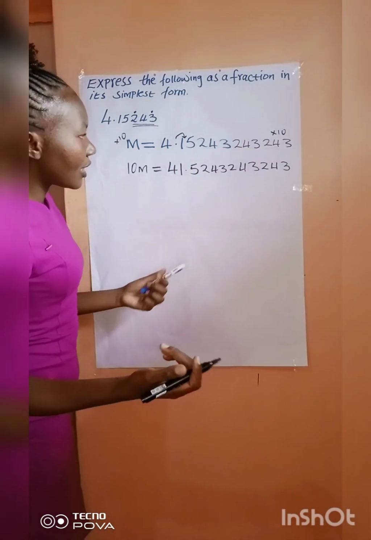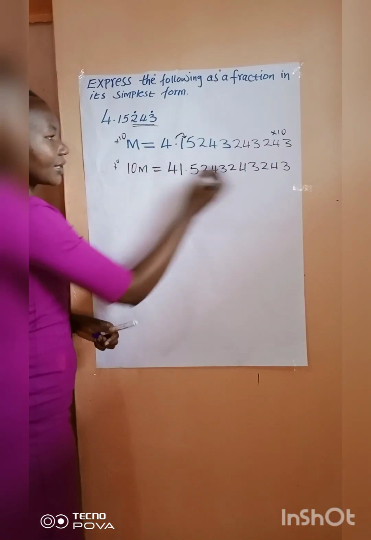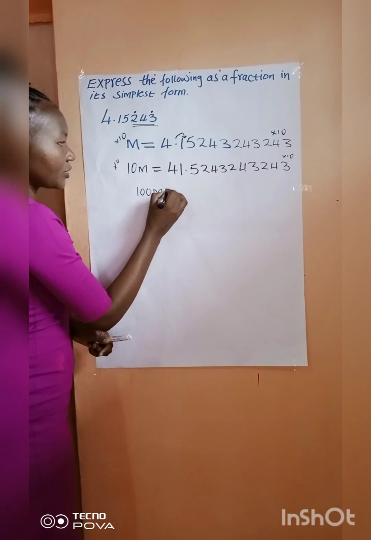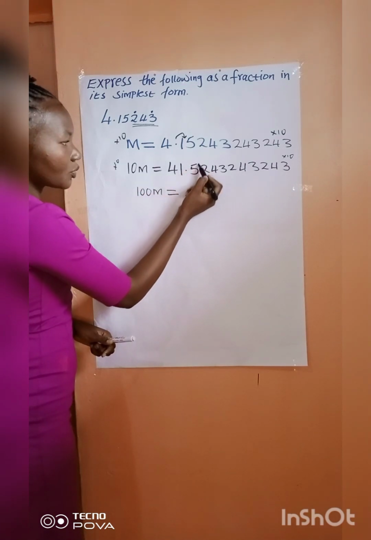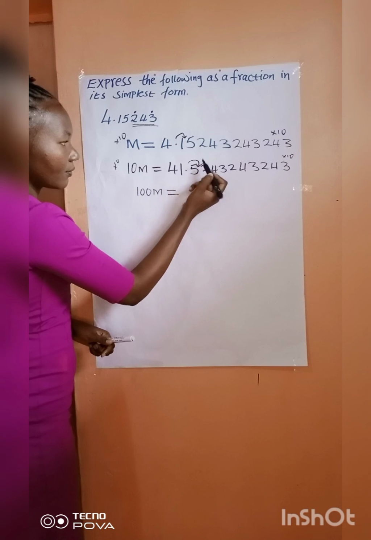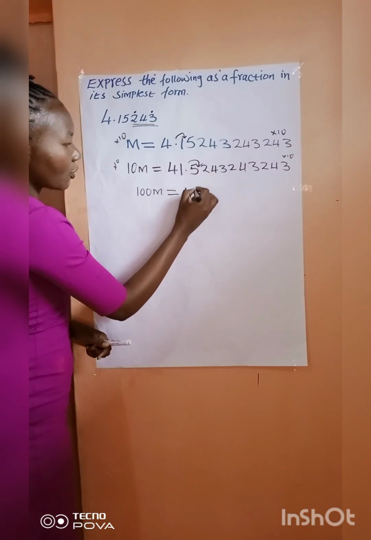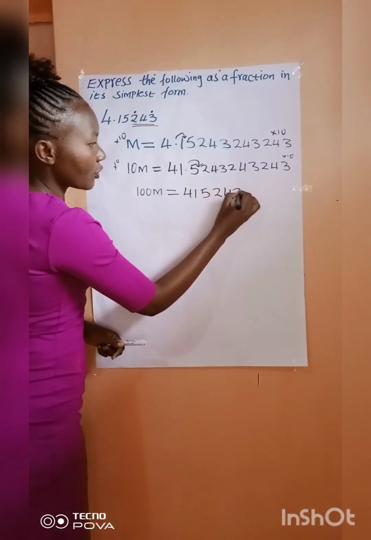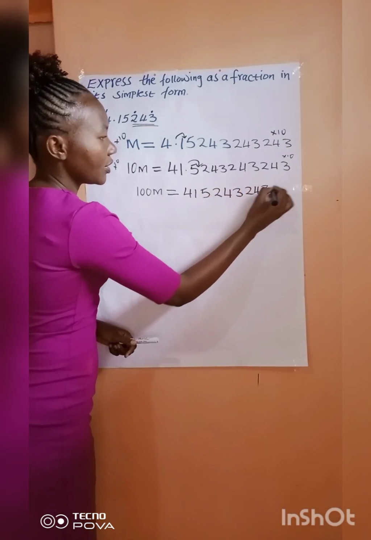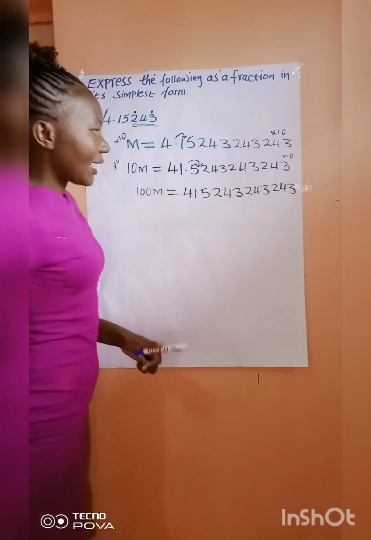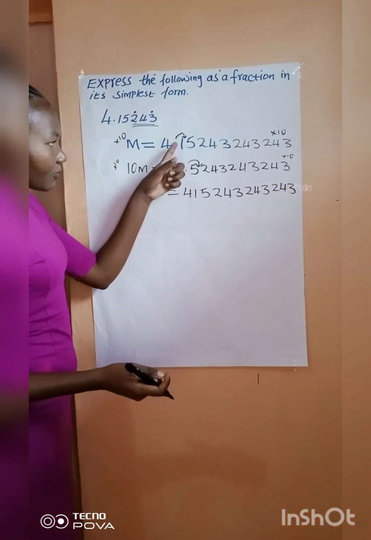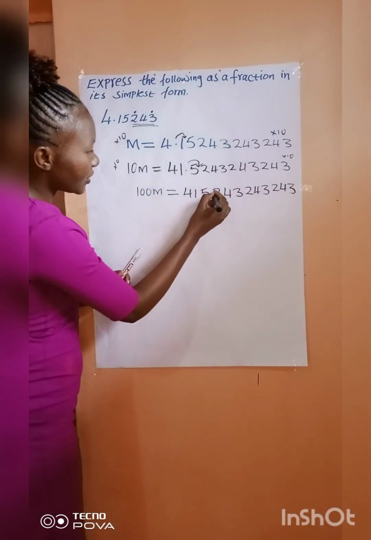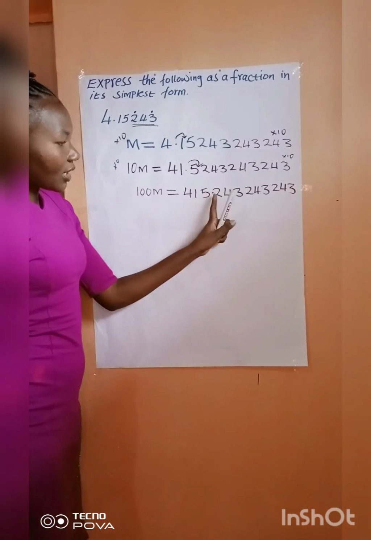So what I do again, I multiply this side by 10 again, this other side by 10, to get 100m, which is equivalent to, this decimal will shift here to become 415. Then we continue with the sequence 243, 243. Again, I can compare this number and this one. After the decimal, I have 152. After the decimal, my decimal is here, sorry. After the decimal, I have 243.